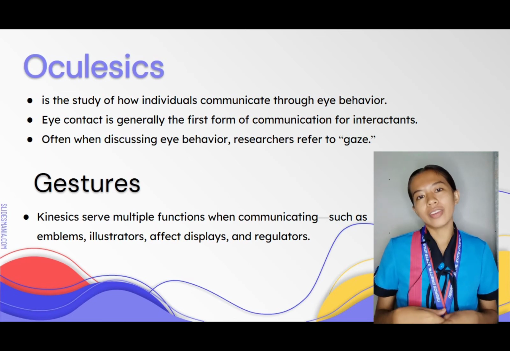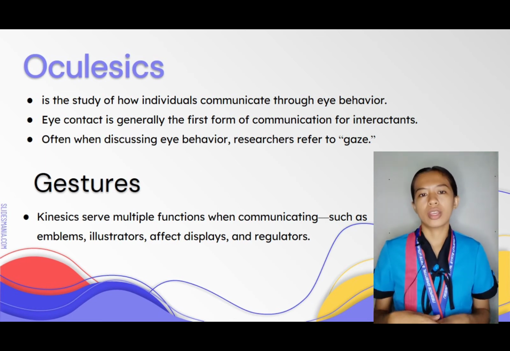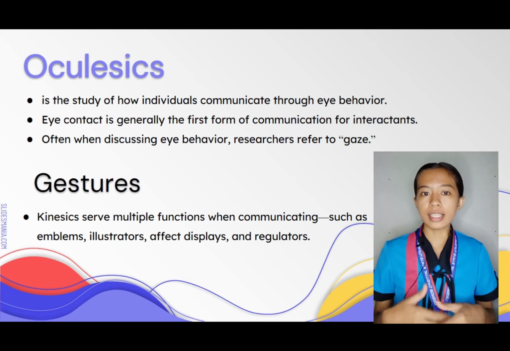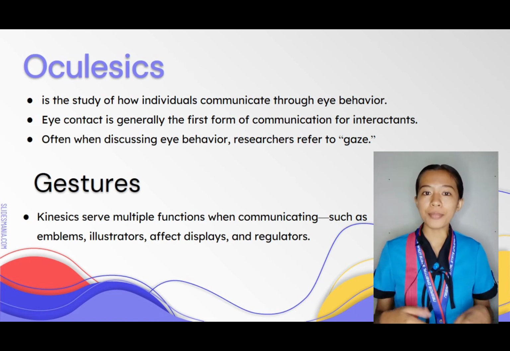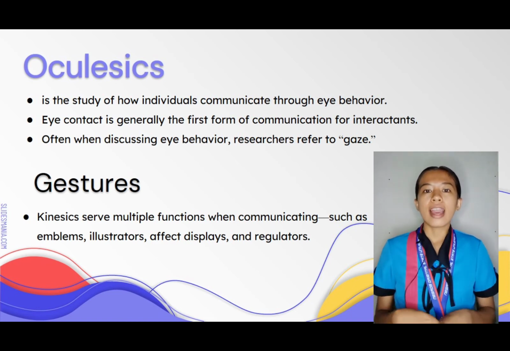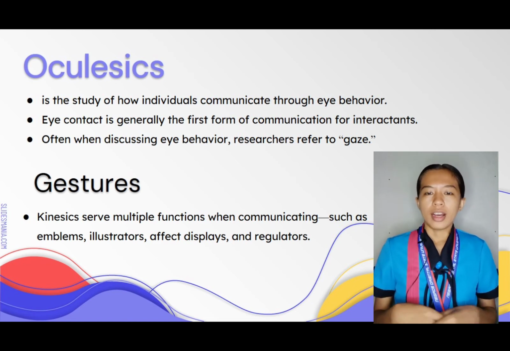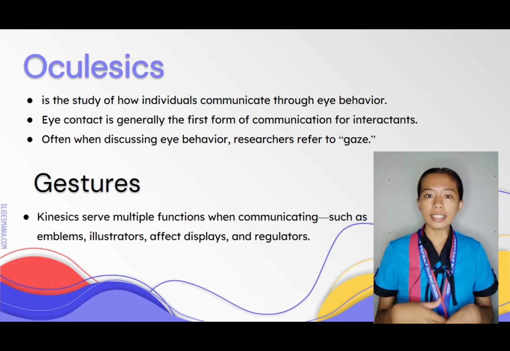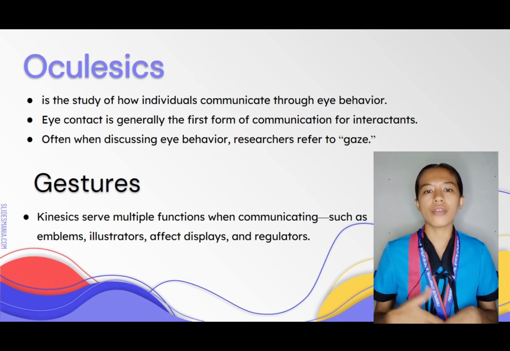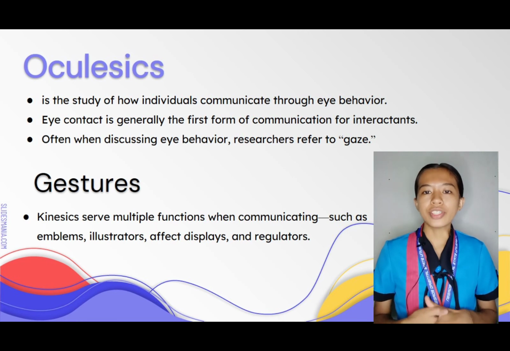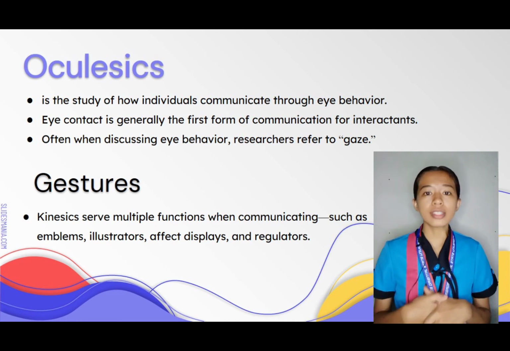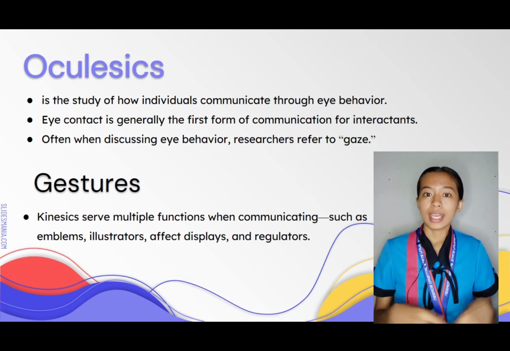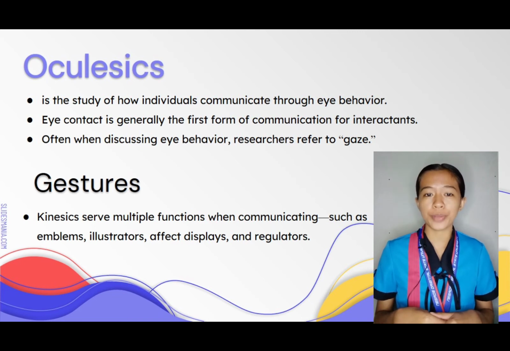The next category is Oculesics, which is communication involving eye behaviors such as eye contact, gaze, and avoidance. Oculesics is the study of how individuals communicate through eye behavior. Eye contact is generally the first form of communication for interactants. Consider when a stranger speaks to you in a grocery store from behind you with a question such as, "Can you reach the frozen flakes for me?"